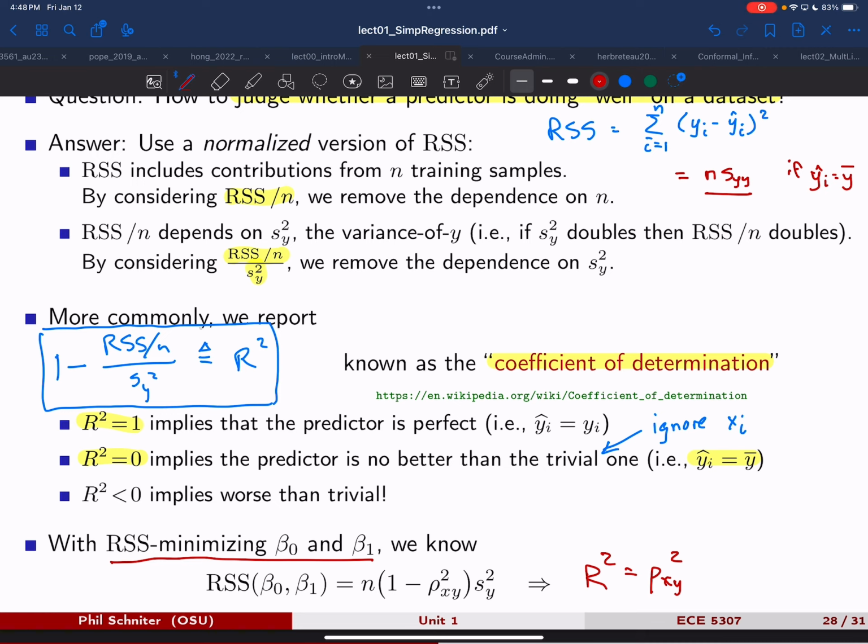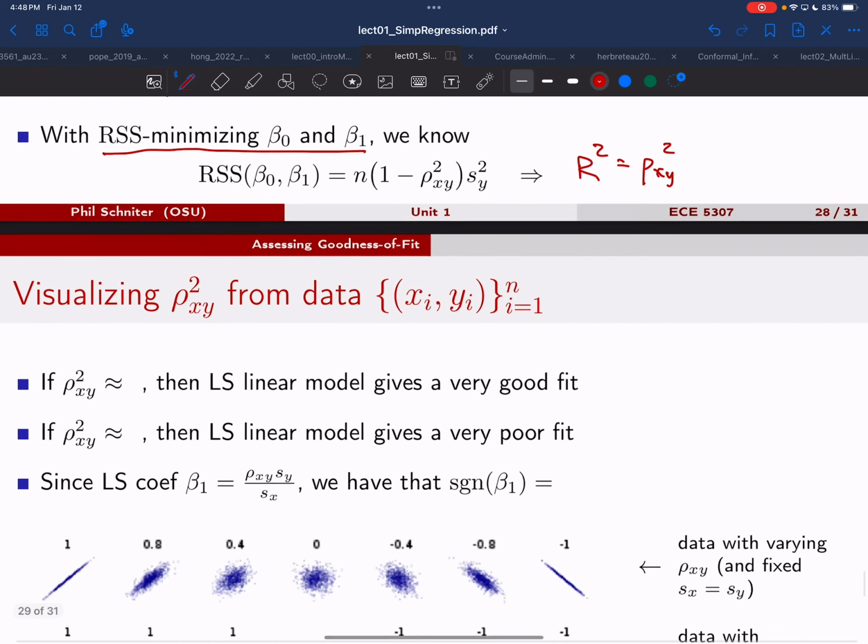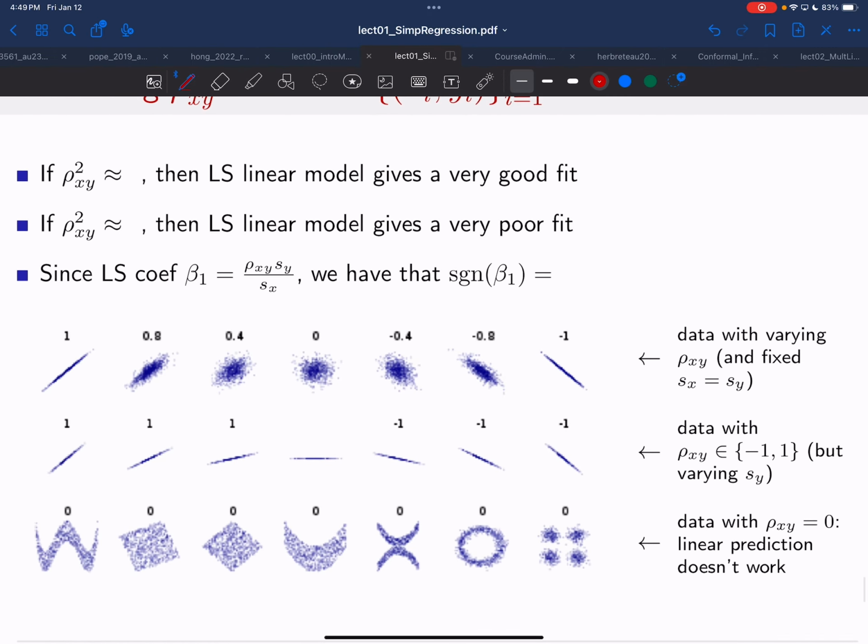Okay, so we'll look at some pictures on the next slide. But are there any other questions before we do that? Okay, so I showed you, okay, let's just fill in the blanks here.